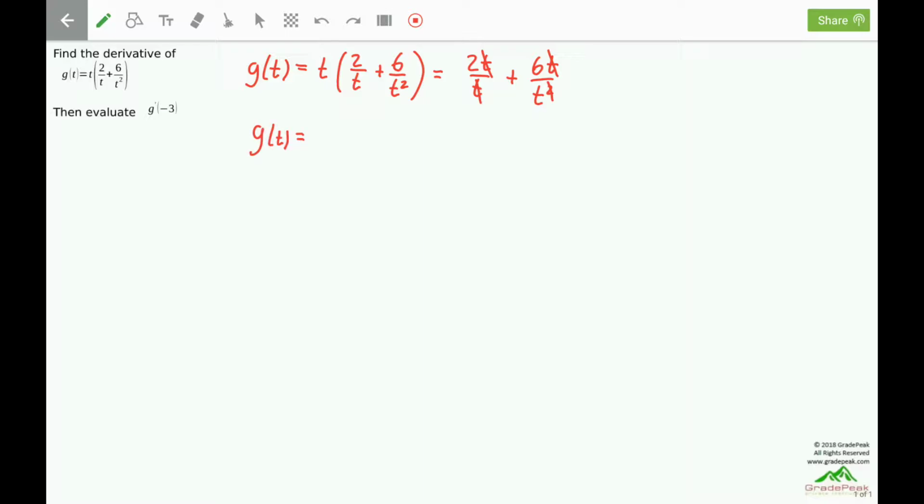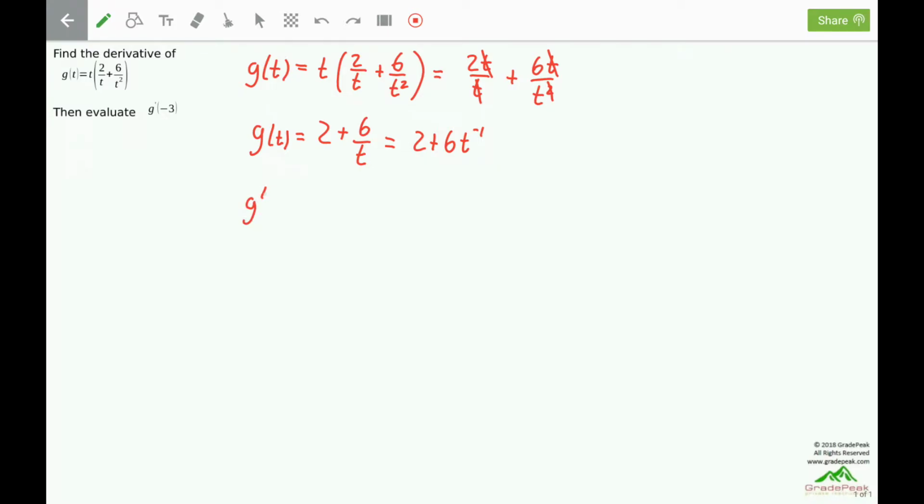And that means g of t can also be written as 2 plus 6 over t. That first term is just a constant. The second term right now is a quotient, but the numerator is a constant, so let's bring the t to the numerator as a negative exponent, and it will be 2 plus 6 times t to the negative 1. And that means that second term can follow the power rule for the derivative.